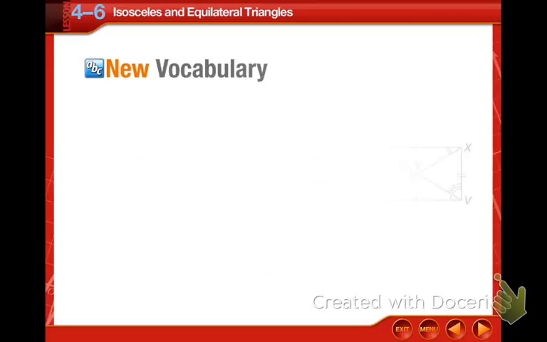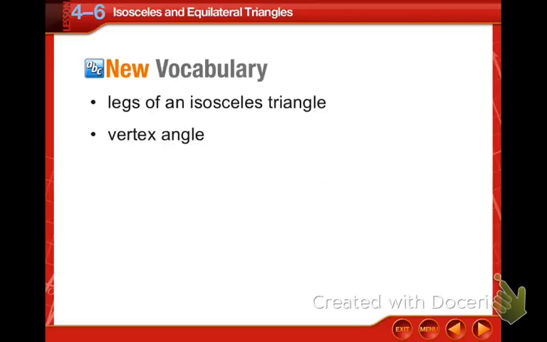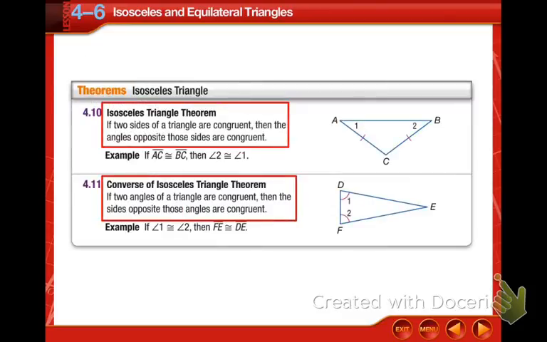Alright. So, vocab for today: legs of an isosceles triangle, vertex angle, base angles. So here we have the isosceles triangle theorem. This basically says if 2 sides of a triangle are congruent, then the angles opposite those sides are congruent. And the converse is the other way around. If 2 angles of a triangle are congruent, then the sides opposite those angles are congruent.